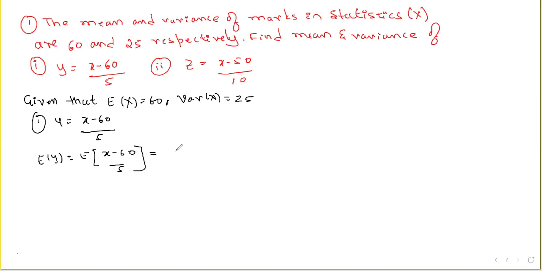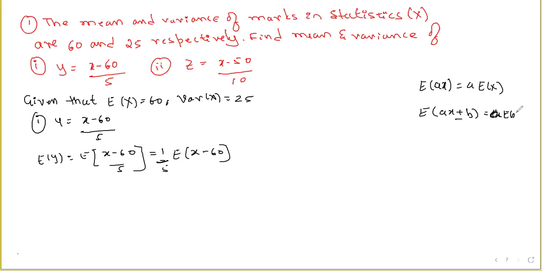Clear? So we have the properties. We know that expected value of ax is a times the expected value of x. So here a is 1 by 5, so I will take 1 by 5 outside. Then the remaining thing will be expected value of x minus 60. Again, we know that expected value of ax plus or minus b is equal to a times expected value of x plus or minus b. So instead of a we have 1, and instead of minus b we have minus 60.